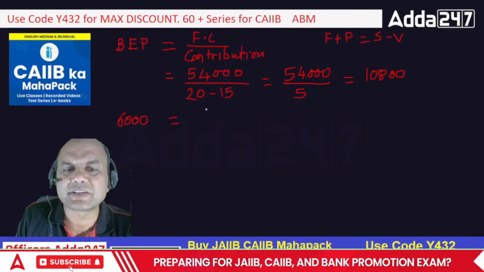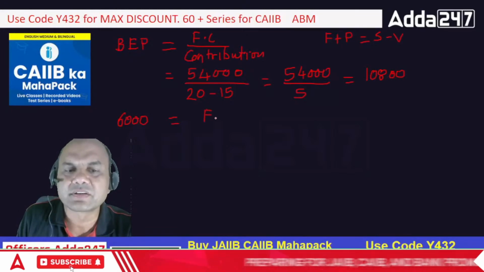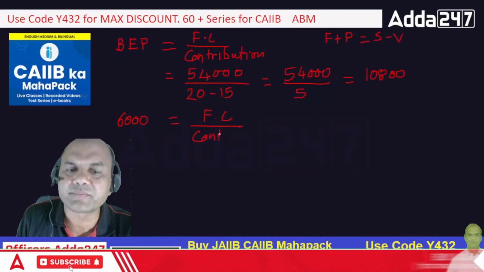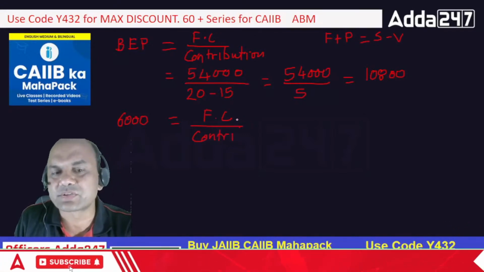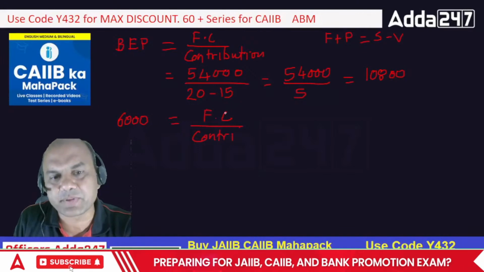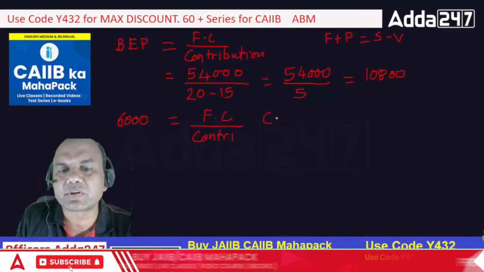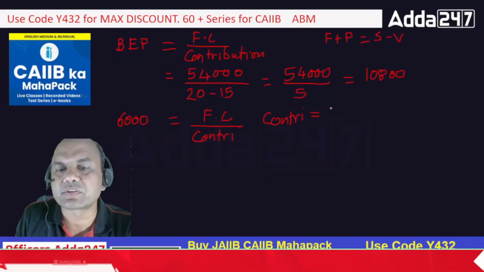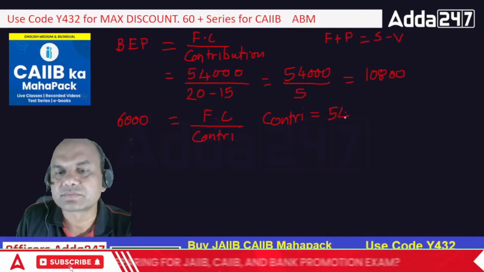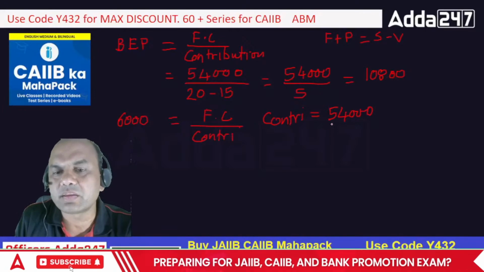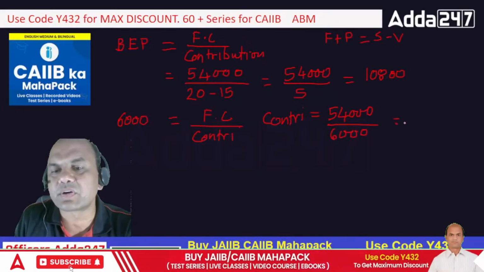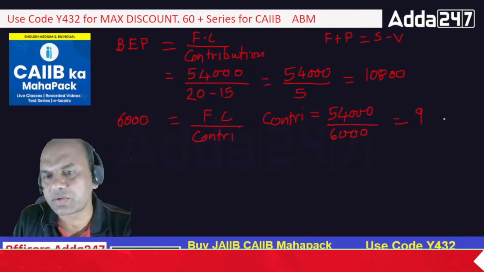So the logic remains the same. FC, fixed cost upon contribution. Now you have to find contribution. This fixed cost will never change, let anything happen. So contri equals to what? Fixed cost 54,000, right, upon 6,000, right? So contri equals to 9.